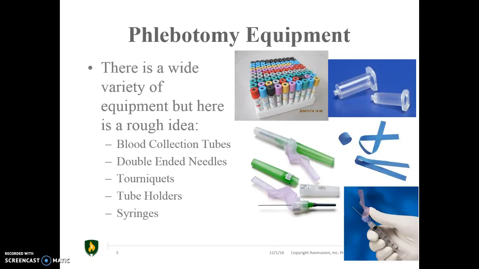With your phlebotomy equipment, there is a wide variety of equipment that we use for phlebotomy procedures, depending on which one you are performing. But a few things will be the same. Things like your blood collection tubes. These are also called evacuated blood tubes, and they're designed to automatically draw the exact amount of blood that is needed for testing. They have a little vacuum on the inside that once it's full, it stops receiving blood.